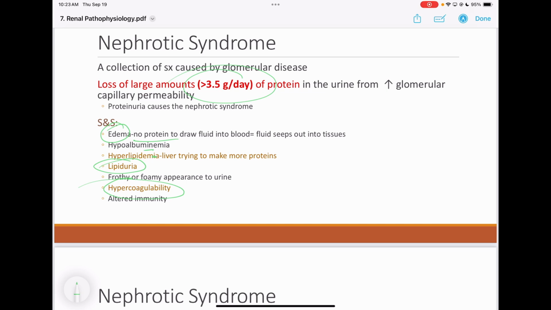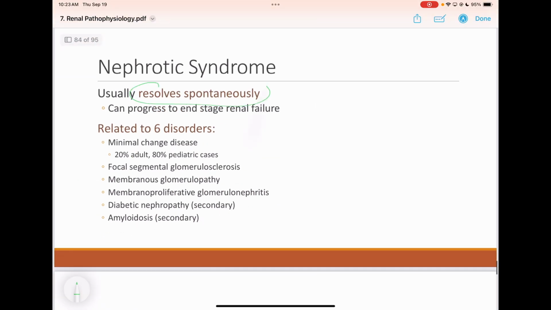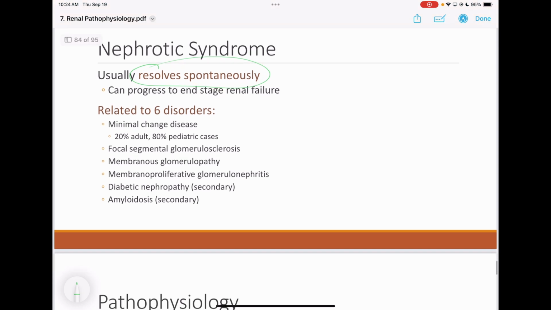They got a problem with their immunity as well. Usually resolves spontaneously, but it can progress to end-stage renal disease. It is related to 6 disorders. So nephrotic syndrome is like an umbrella term again, and it relates to minimal change disease, which is the most common case in pediatric cases. Minimal change because there's minimal changes in the tissue that occur. Focal segmental glomerulosclerosis, there's a bunch of them.